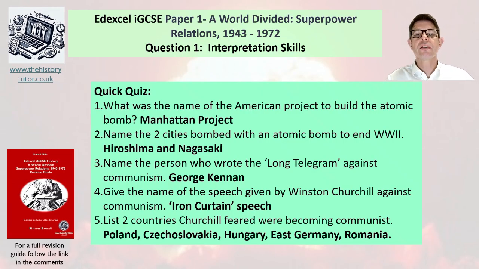Name the person who wrote the long telegram against communism, so that's George Kennan, and give the name of the speech given by Winston Churchill, and that's the Iron Curtain speech. And list 2 countries Churchill feared were becoming communist in 1946 when he made the speech. We've got Poland, Czechoslovakia, Hungary, East Germany, Romania, lots of these Eastern European countries. We've got some good facts there about the early stages of the Cold War, thinking about 1945 into 1946, so the atomic bomb and then that changing relationship that starts to develop and an increasing tension.